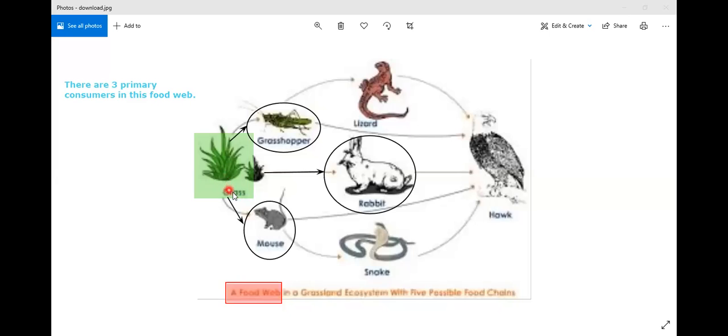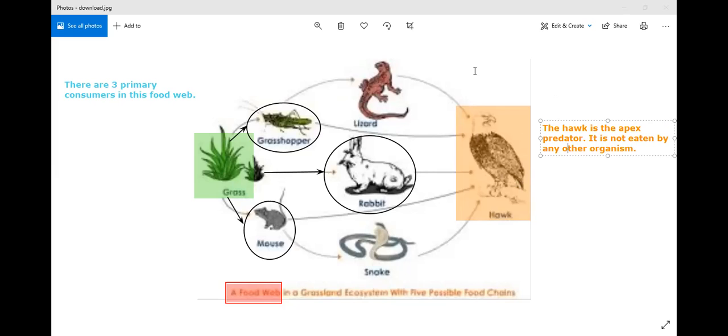The grass is eaten by the grasshopper. The grasshopper is eaten by the lizard. Excellent. And the lizard is eaten by the hawk. Excellent. And the hawk, you cannot continue because the hawk isn't eaten by anyone. The hawk is the apex predator. It is not eaten by any other organism. So your food chain must end right here.